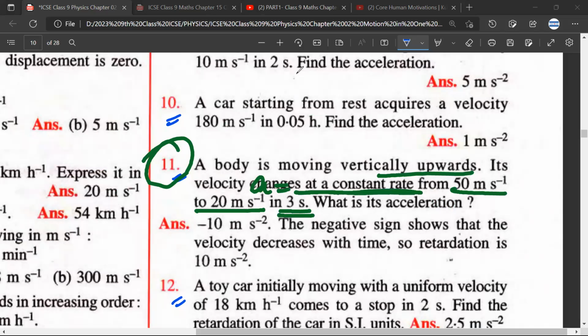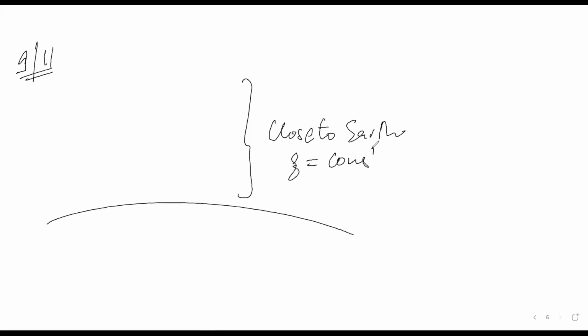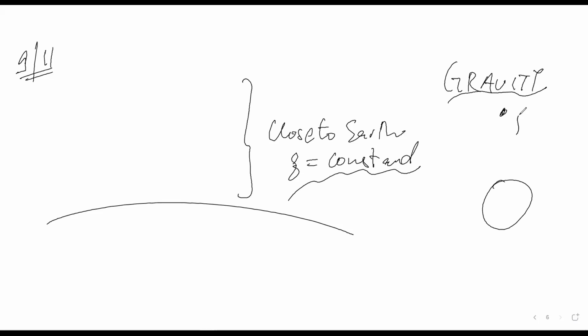See, Avantika, I'm trying to do these numericals for both class 9th and class 11th. What we need to understand is that close to Earth, the acceleration due to gravity is constant. But then in class 11th, we will be doing a chapter regarding gravity. And there we will do numericals where, when we go far away from Earth, the acceleration due to gravity changes. Have we understood?